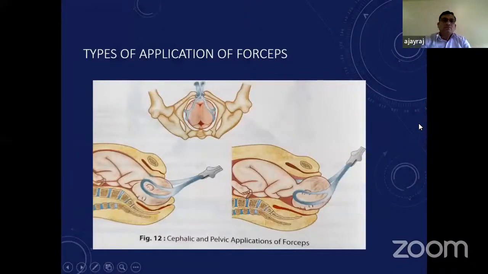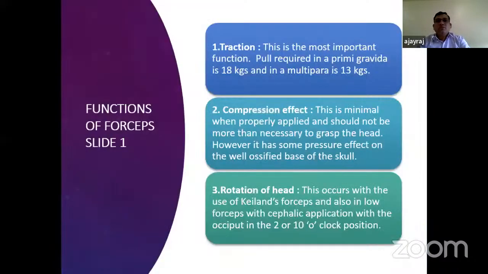So here the proper application of the low forceps has been shown. Functions of forceps, how forceps work. Traction. This is the most important function of the forceps. The pull required in a primigravida is around 18 kg and in a multipara 13 kg.